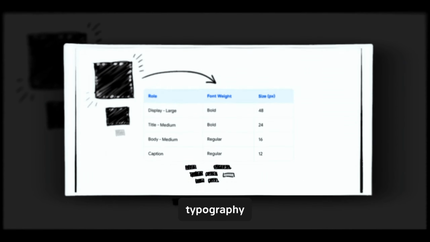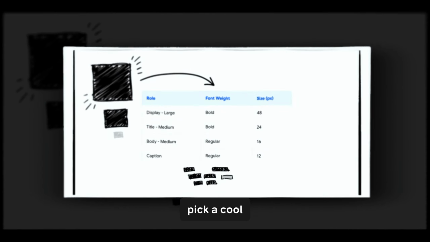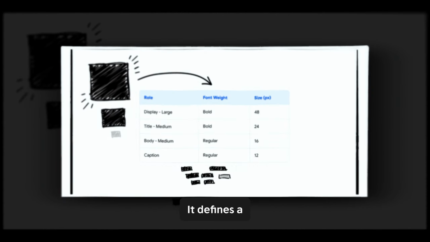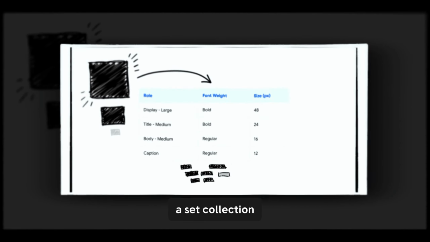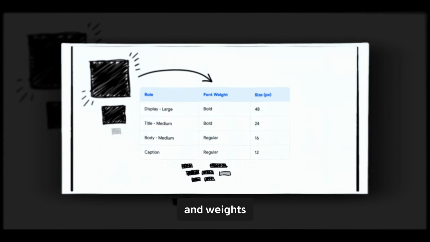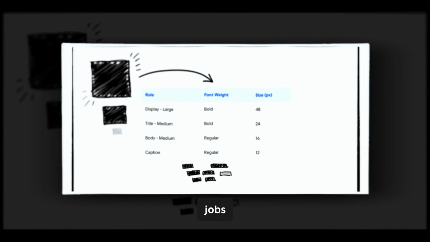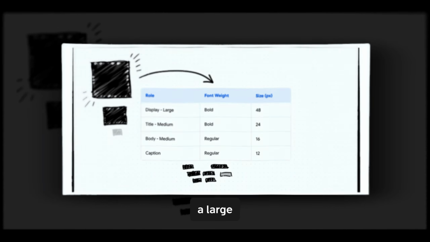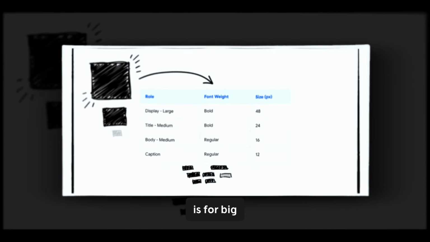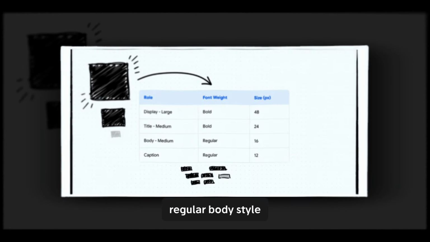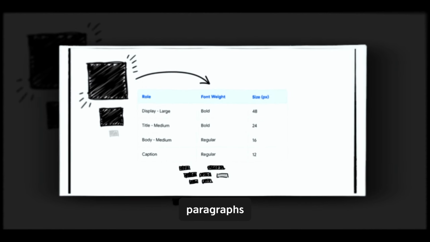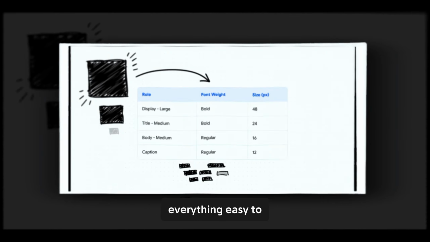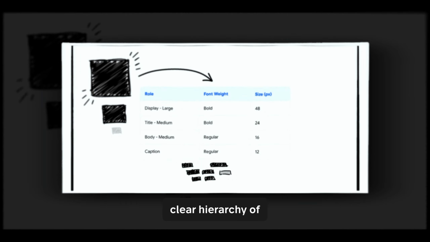And then there's typography. You know, a good system doesn't just pick a cool font and call it a day. It defines a type scale. This is basically a set collection of font sizes and weights that are all tied to specific jobs. You can see right here how a large, bold display style is for big headlines, while a smaller, regular body style is for your paragraphs. This scale makes everything easy to read and creates a clear hierarchy of information.